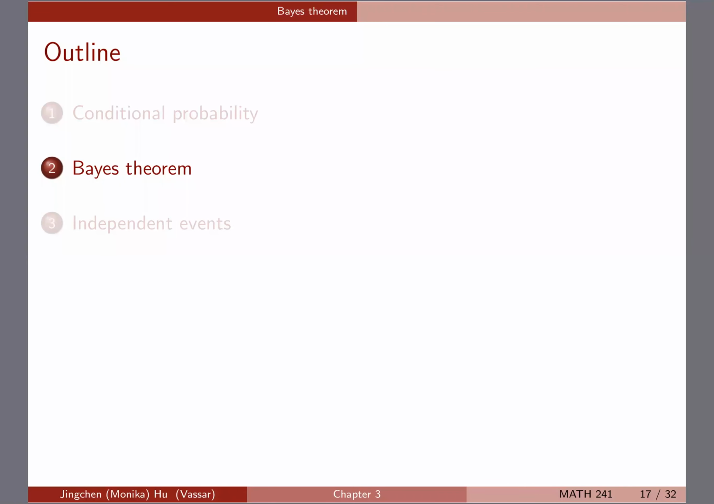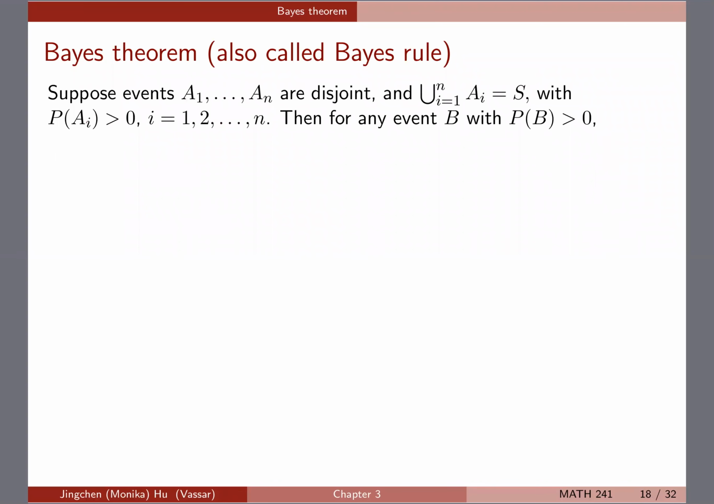The second topic of chapter 3 is Bayes' theorem. Bayes' theorem is also called Bayes' rule. By definition, let's look at it first. Suppose events A1 through AN are disjoint, and the union of the n events is the sample space.